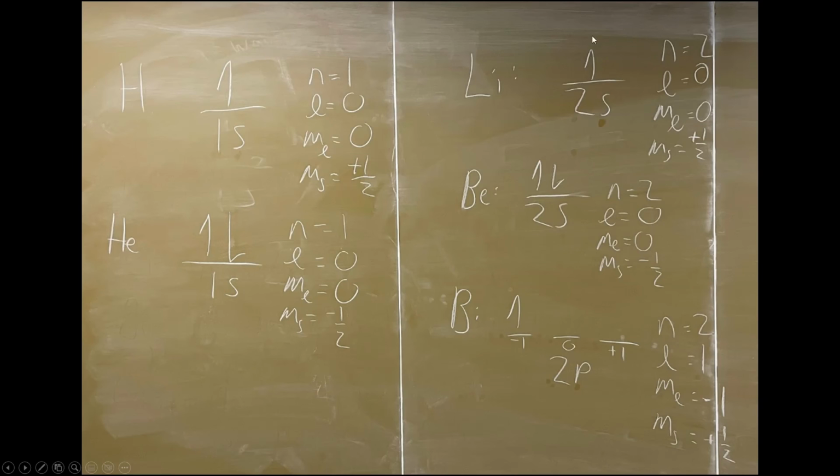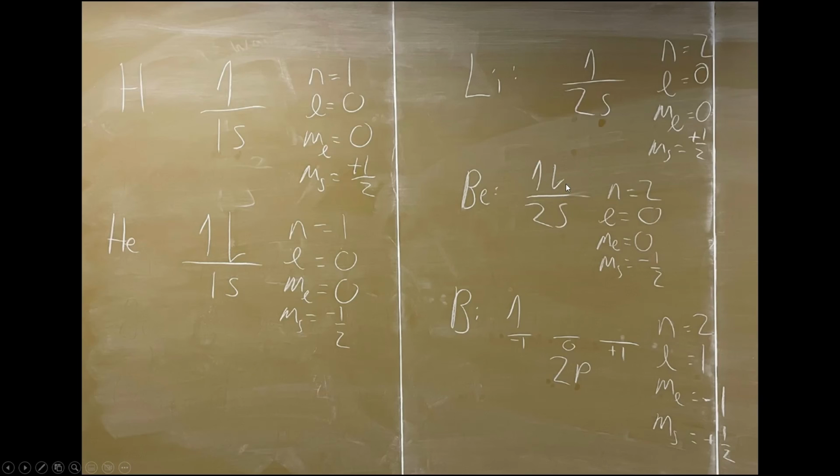Lithium is the first element of the 2s block, so it's pointed up. Its energy level is 2. Its angular momentum quantum number is 0. Its magnetic quantum number is 0. And its spin is pointed up, so positive 1/2. Beryllium is the second element of the 2s series, so it's going to have its second electron pointed down. Same set of numbers as we had for lithium, except for the spin, which is now negative 1/2, because this electron is pointed down.